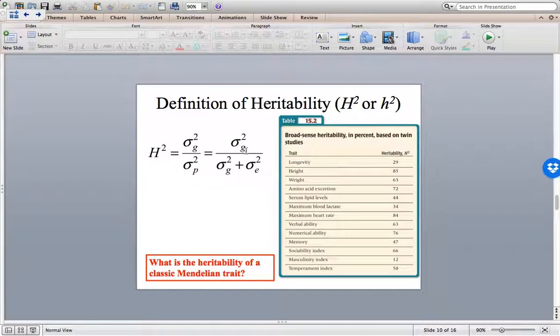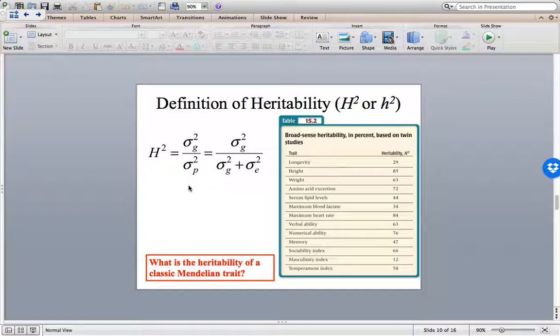The mathematical definition of heritability, which is written as big H squared or little h squared, is the genotypic variance over the phenotypic variance. This concisely captures the notion of the fraction of phenotypic variance explained by your genes, or genotypic variance. Heritability equals 1 when genotype fully explains or determines phenotype. Heritability is 0 when environment fully explains or determines phenotype.